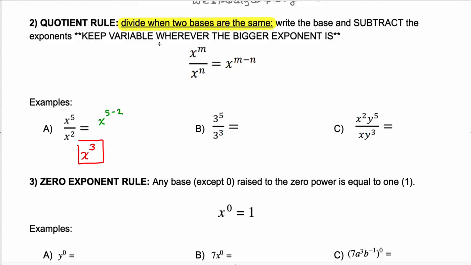We want to keep the variable or the base wherever the bigger exponent is. So currently, the exponent of 5 is in the numerator, so that is where we will be putting our base. The base of 3 stays in the numerator, so we would have division here. Then we would do the bigger number minus the smaller number, the exponents. So we would have 5 minus 3.